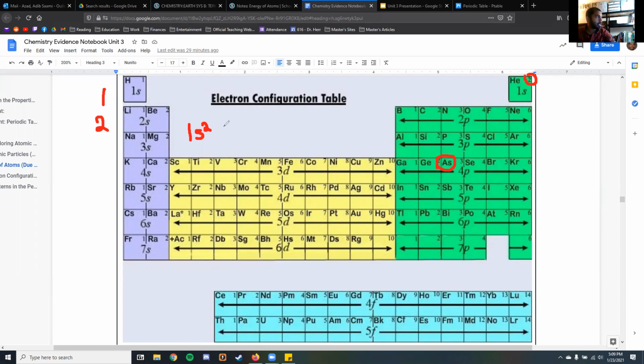Next up, in the second energy level, we have 2 different types of orbitals. In that S orbital, we have 2s. There are 2 electrons in the S orbital, 2s2. In the P orbital, this is 2p, there are 6 electrons, 2p6.